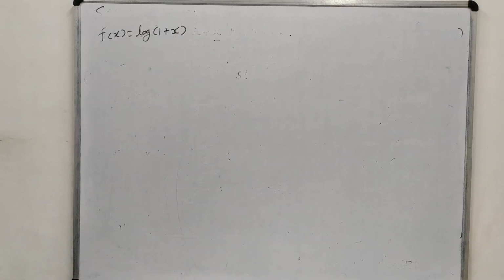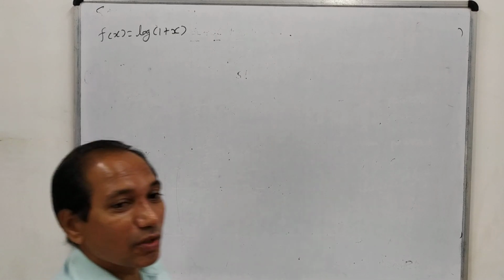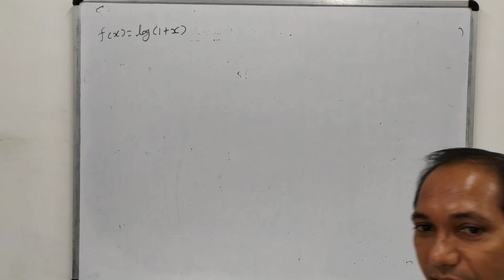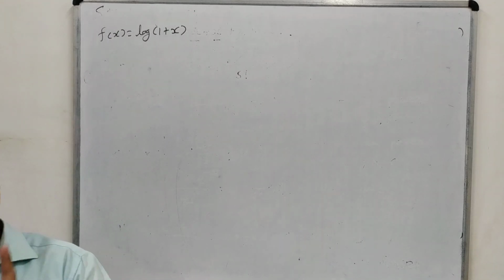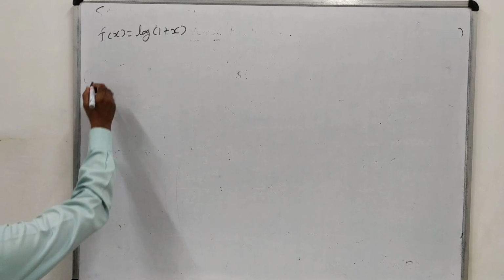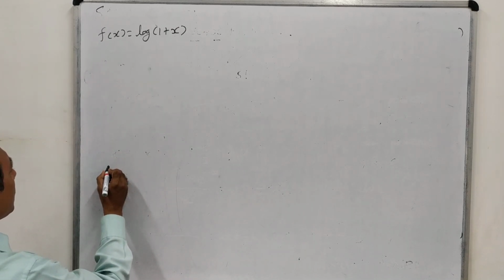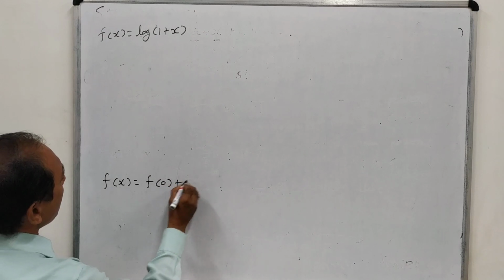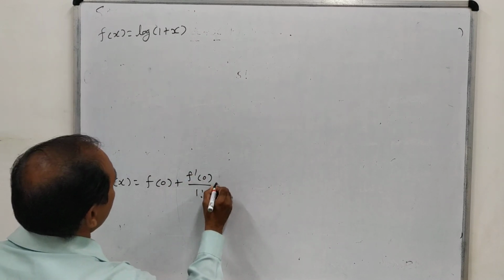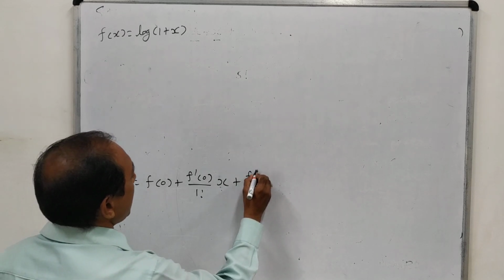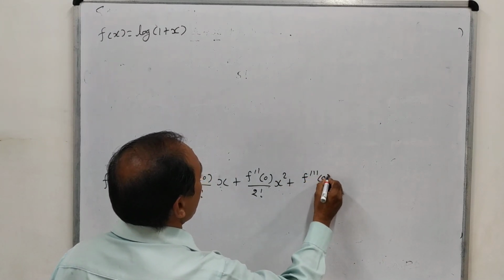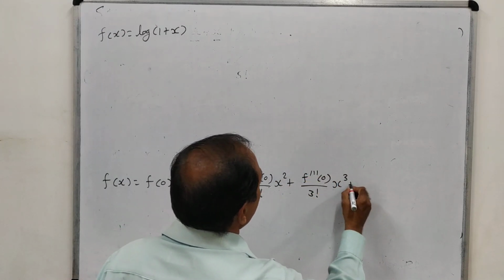See, the Maclaurin series is nothing but the Taylor series at the point x equal to 0. So you must remember this. That means here we need to find the derivatives. What will we do? Well, we will first write down the Maclaurin series. What is the Maclaurin series? Maclaurin series is f of x equal to f of 0 plus f dash 0 upon 1 factorial into x plus f double dash 0 upon 2 factorial into x square plus f triple dash 0 upon 3 factorial into x cube plus dot dot dot.